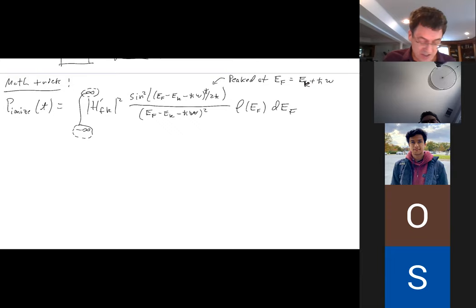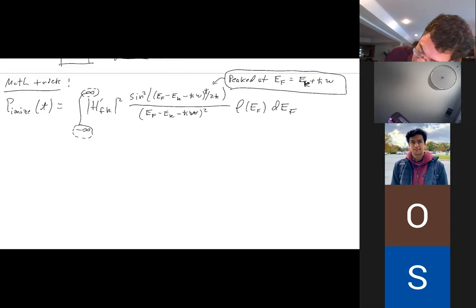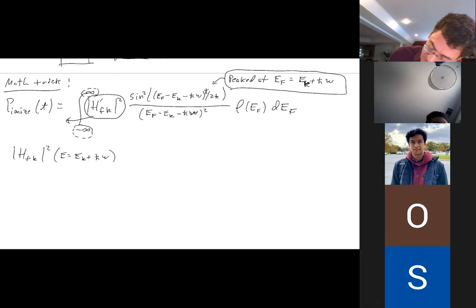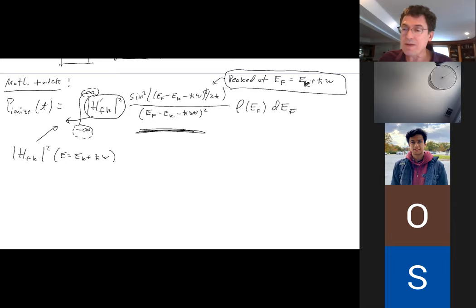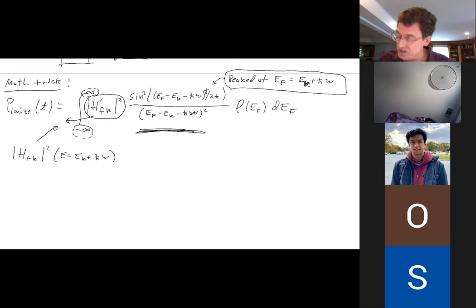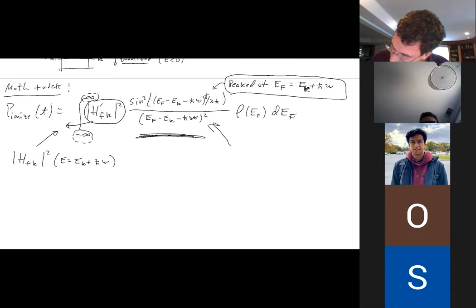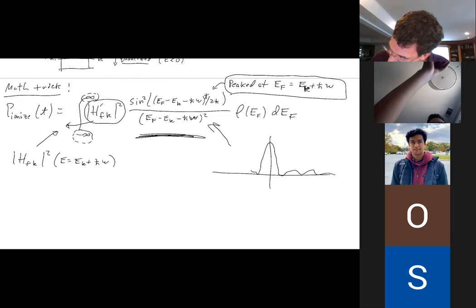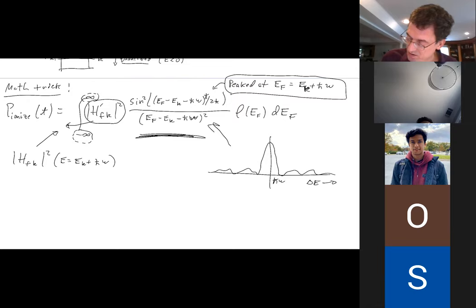Because this is peaked at EK plus h bar omega, even though this function might depend on energy, I can pull it out of the integral and evaluate it only at E equals EK plus h bar omega. That's a math trick. I can pull that matrix element out because the other part of the integrand is peaked at a particular energy. If I plot it, it looks like this, peaked at h bar omega, with this delta E, as we plotted before.